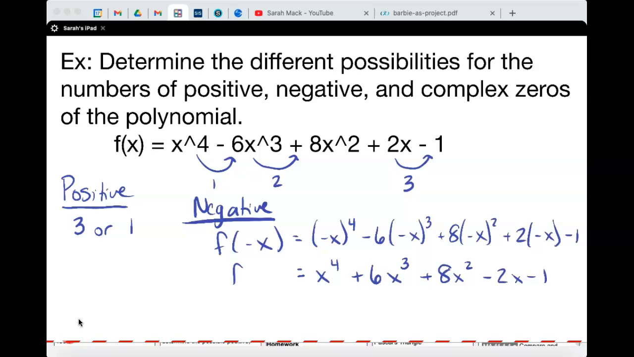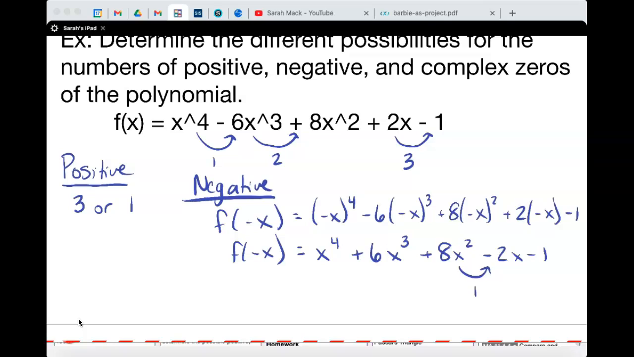So now here's f of negative x. I can count the number of sign changes. There's only 1, from 8 to negative 2. So basically the possible negative zeros are just 1.